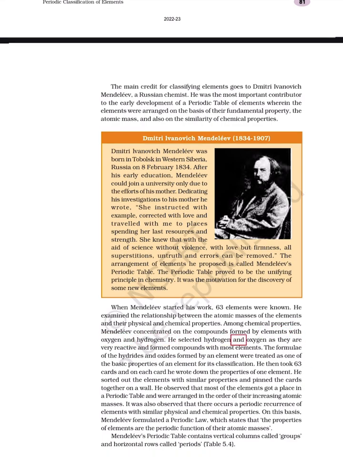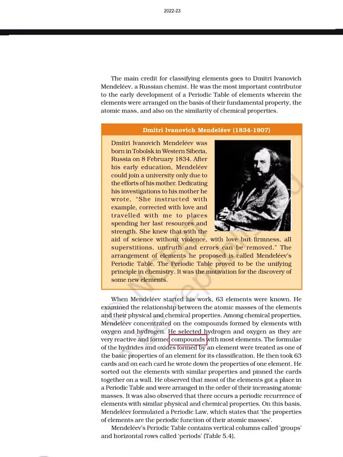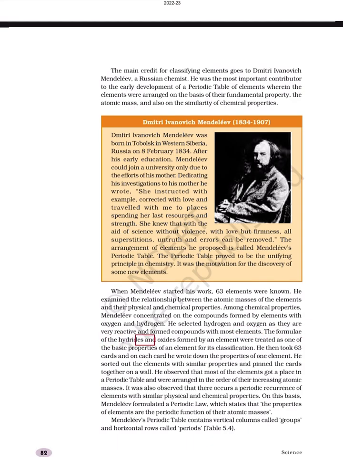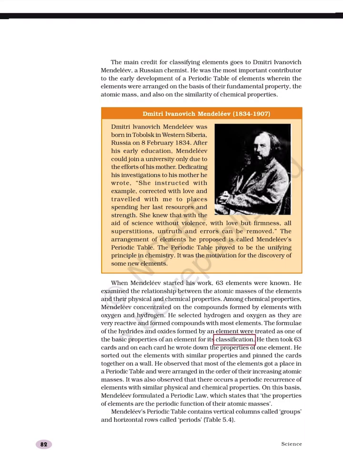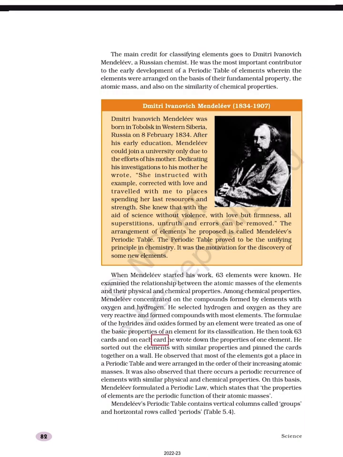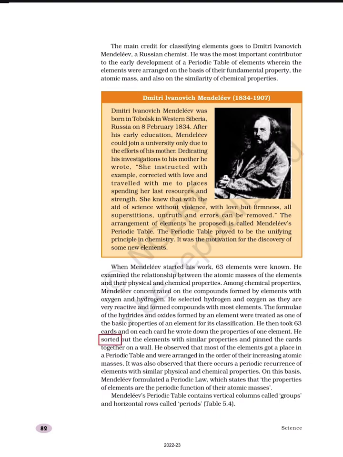He selected hydrogen and oxygen as they are very reactive and formed compounds with most elements. The formulae of the hydrides and oxides formed by an element were treated as one of the basic properties of an element for its classification. He then took 63 cards and on each card he wrote down the properties of one element. He sorted out the elements with similar properties and pinned the cards together on a wall.